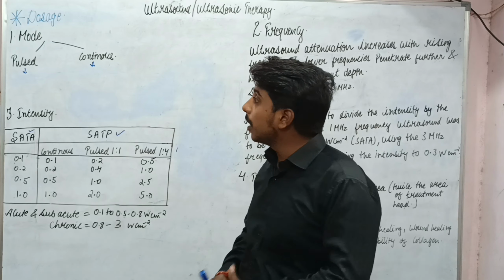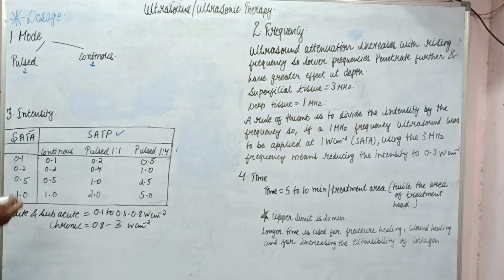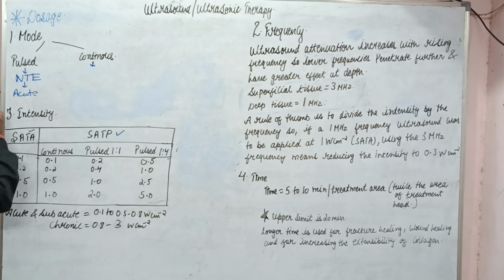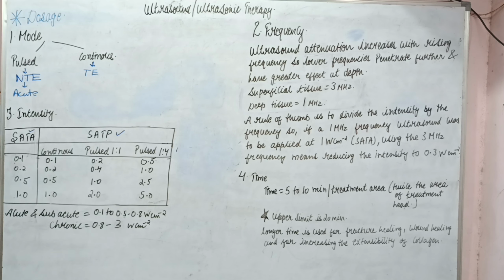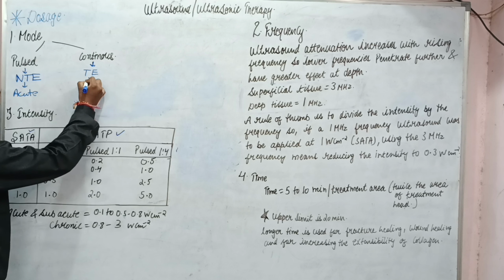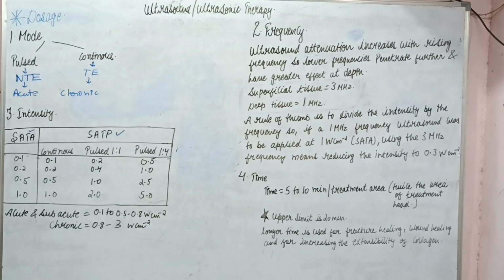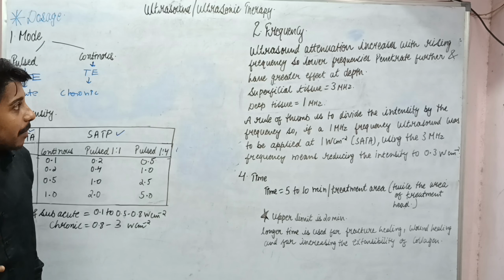So in case of an acute condition, do we want a thermal effect or a non-thermal effect? Definitely non-thermal, and the non-thermal effect is given by the pulsed mode. So pulsed mode, as it gives the non-thermal effect (NTE), will be used in the acute condition, while continuous mode gives the thermal effect (TE), so we will use it in the chronic condition. This is easy and simple to understand as well as remember.